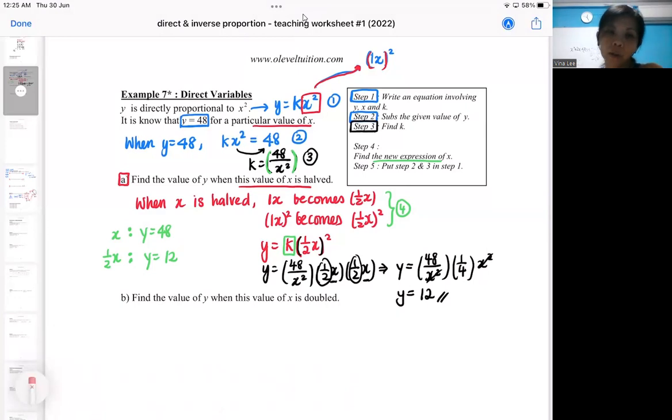Sometimes a question will ask you about the percentage change in y. That's quite possible. You take the new value minus the old value, and remember to divide by the old value, and you get a percentage change. So in this case, you actually get a 300% increase. So that is the basic idea.